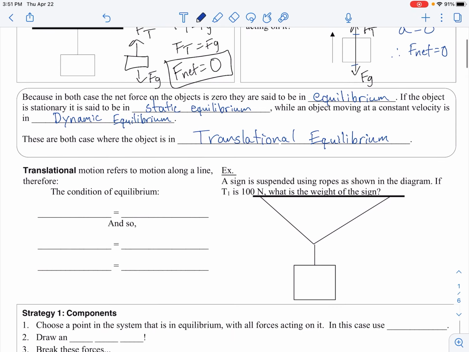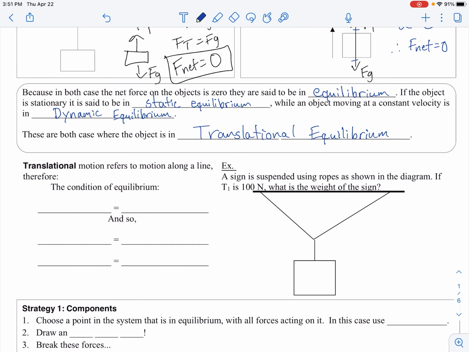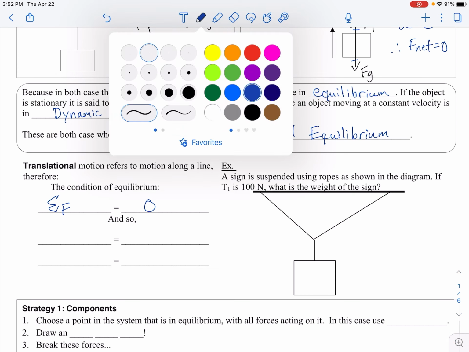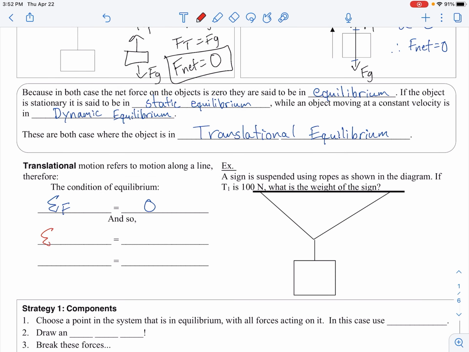Okay, and we're talking about translational. This term refers to motion along a line or an axis. Therefore, we have a few conditions. So first off, if we're in equilibrium, then the sum of our forces should equal 0. Right? Our net force should equal 0, which means that our net force in the x direction should be 0. And our net force in the y direction should also be 0.